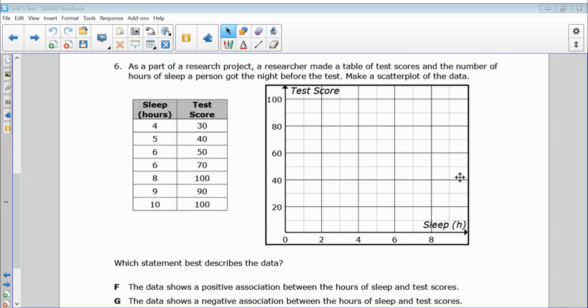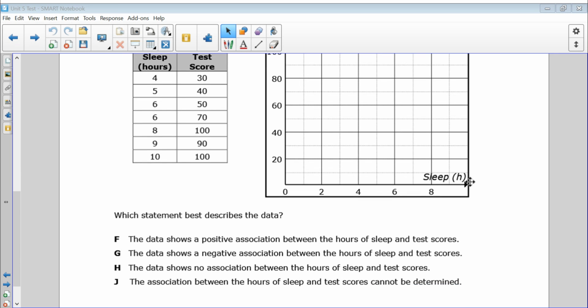Question 6. As a part of a research project, a researcher made a table of test scores and the number of hours of sleep a person got the night before the test. Make a scatter plot of the data. Which statement best describes the data?